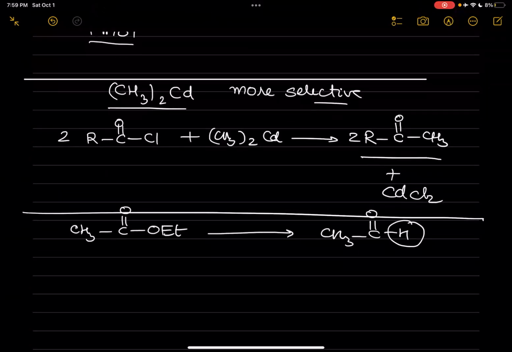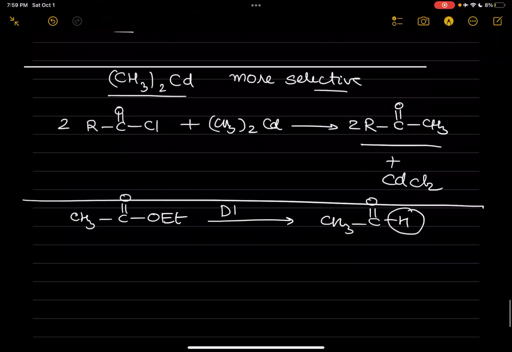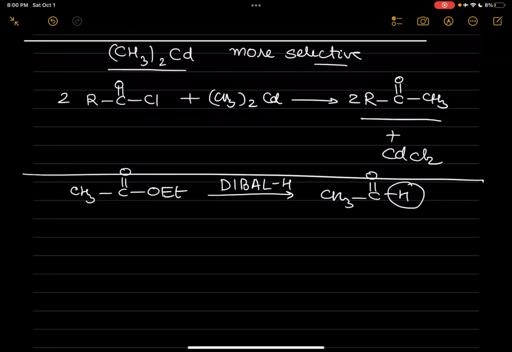Just remember, wherever in partial reductions you need one H, use DIBAL-H. A lot of questions have come in recent years in JEE and NEET, so be very careful. Because it has only one H, it will remove ethoxide and you will get just the aldehyde. DIBAL-H is a very selective reducing agent for the reduction of ester.